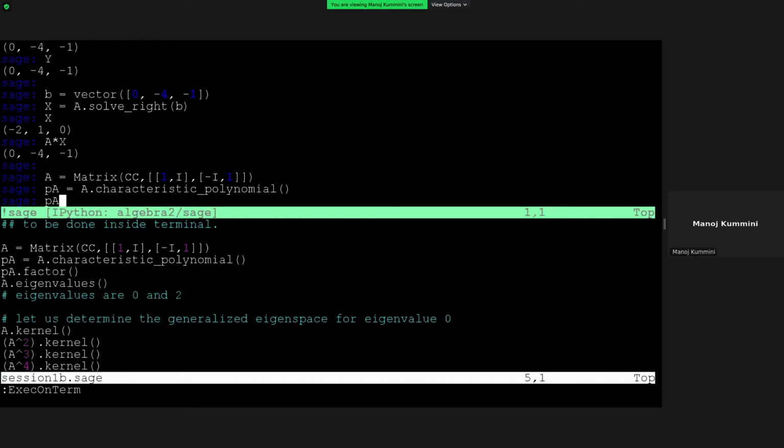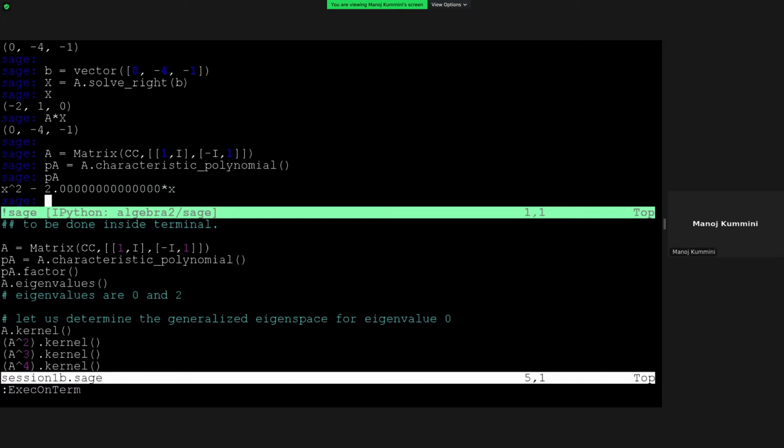So A.characteristic_polynomial computes the characteristic polynomial, and its value is x squared minus 2x. One can just figure that out, right? It will be (x minus 1) squared minus 1, so it's x squared minus 2x. So its eigenvalues are. The file below, where the cursor is moving now, is just like a Python file. Comments are like Python, etc.